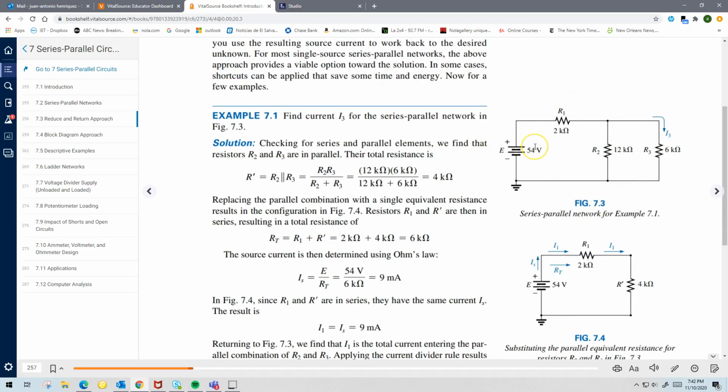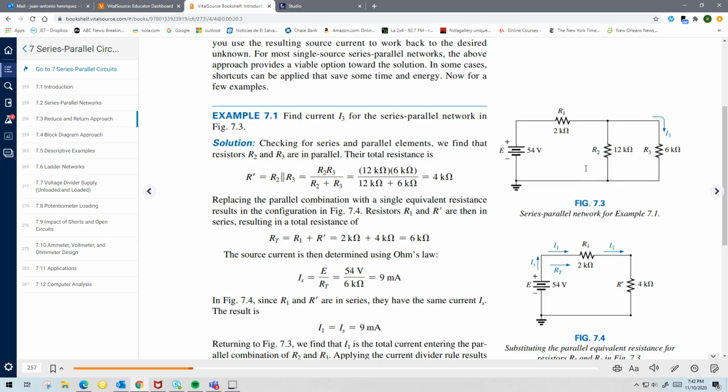So if we look at this example 7.1, the really important thing is that you really start recognizing what's in series and what's in parallel. It's always a good idea, like I said, when you look at a circuit like this, to start from the right-hand side, going towards the left. It's not the only way, but it's a good approach. And in this example, they want current I3. That's the current they want.